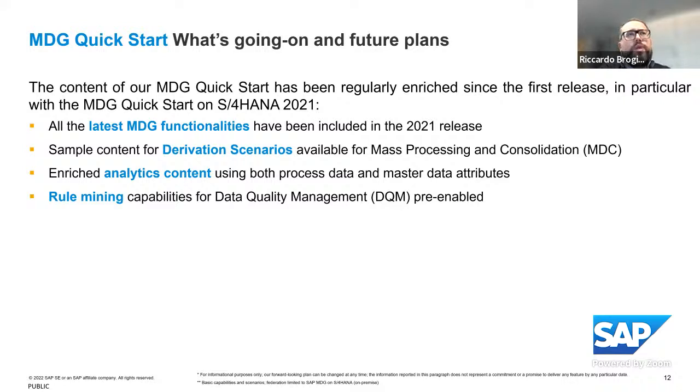And in this version, we have included all the latest functionalities that are provided by the MDG solution in our package. And again, we have decided to pre-enable, activate, test them, and wherever possible build specific business content to provide to our customers. Specifically with 2021, there is a new functionality called derivation scenarios that allows you to define derivation rules and to pre-populate fields and attributes during your consolidation and mass processing processes. Yeah, this is also covered as part of our Quick Start. We have a sample implementation for this that you can use for your reference. We decided also to continuously enrich the analytical content, building additional KPIs in order to provide you more samples that you can use in your system.